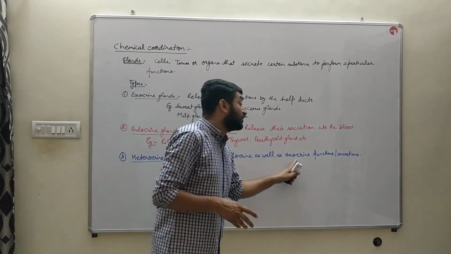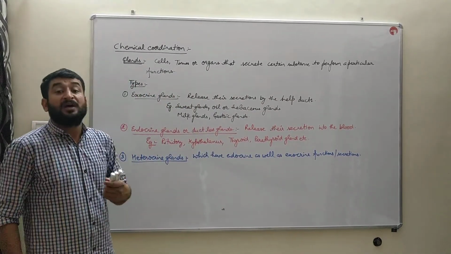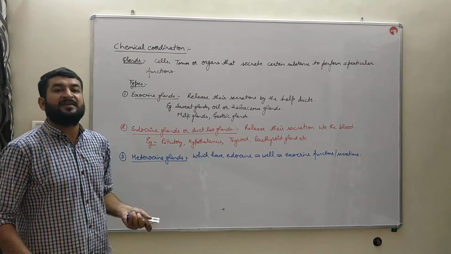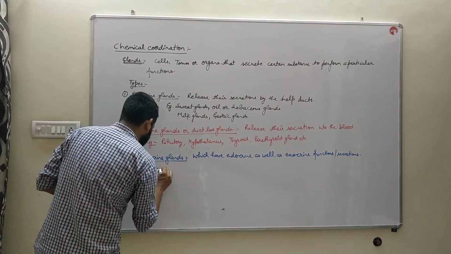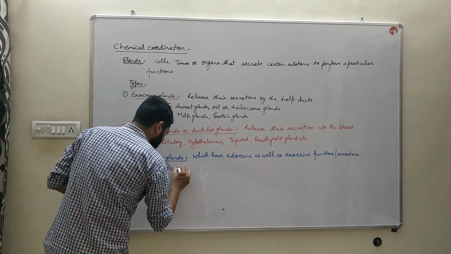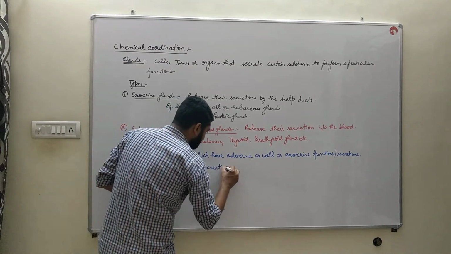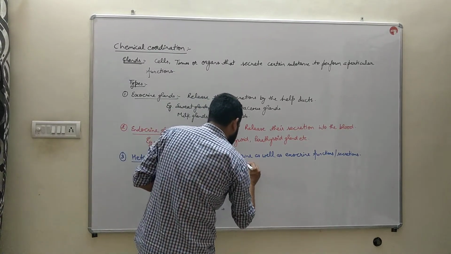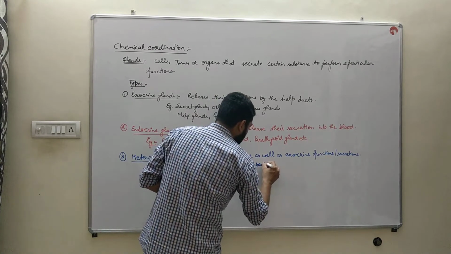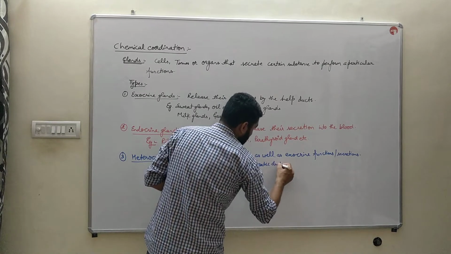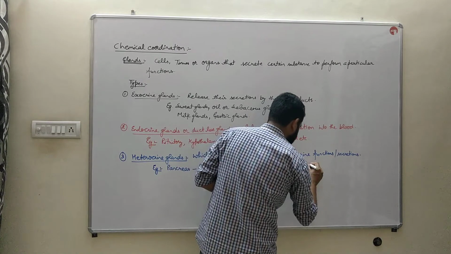As well as they have exocrine functions or secretion, that is, they secrete their secretions onto the target site by the help of their respective ducts. And the example of heterocrine gland is pancreas. It releases pancreatic juice by the help of its pancreatic duct. Hepatopancreatic duct, actually, is its name. So this function is exocrine function.